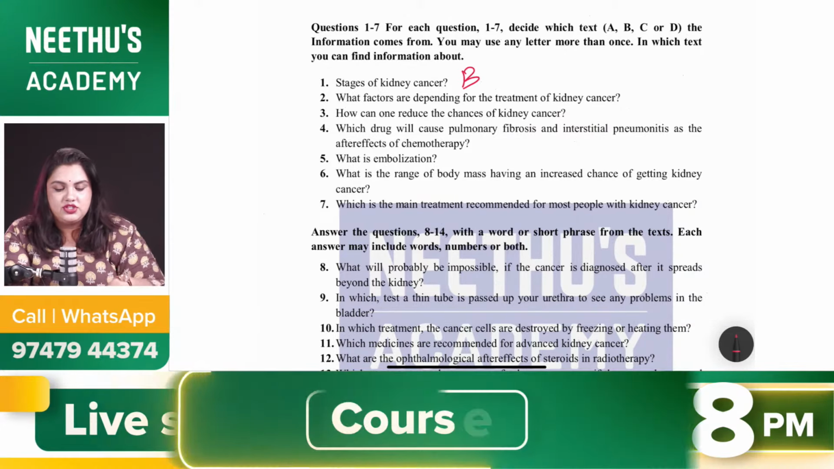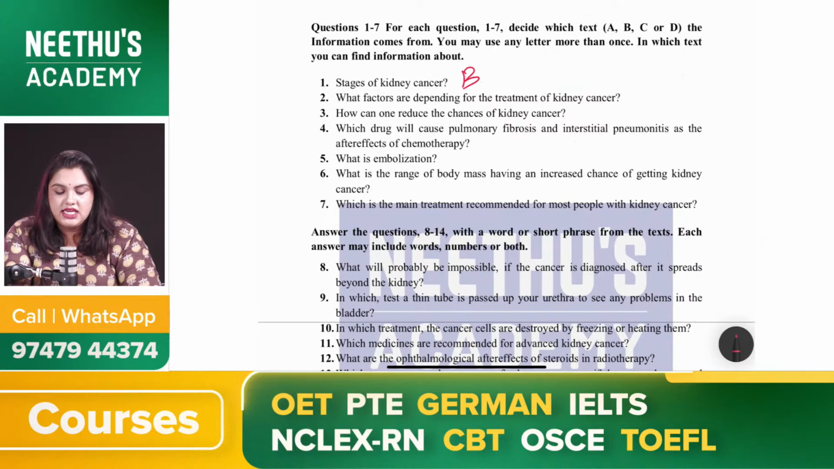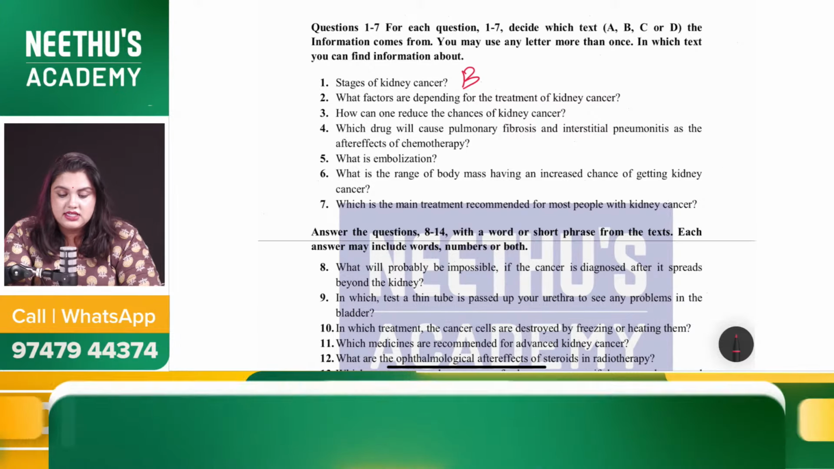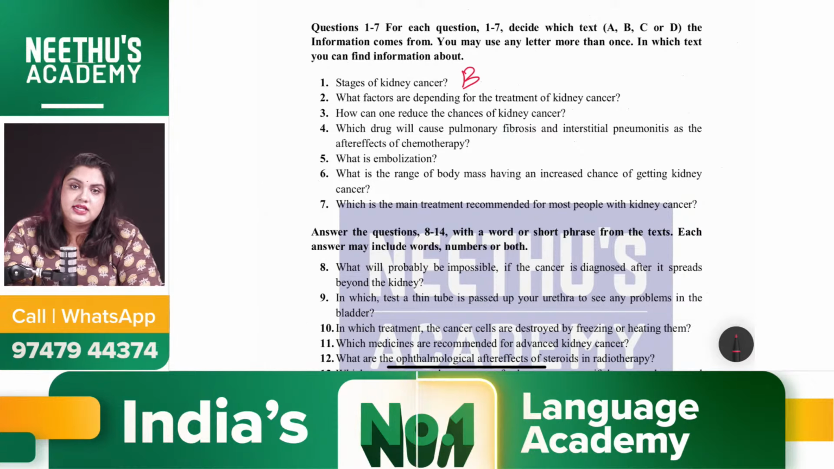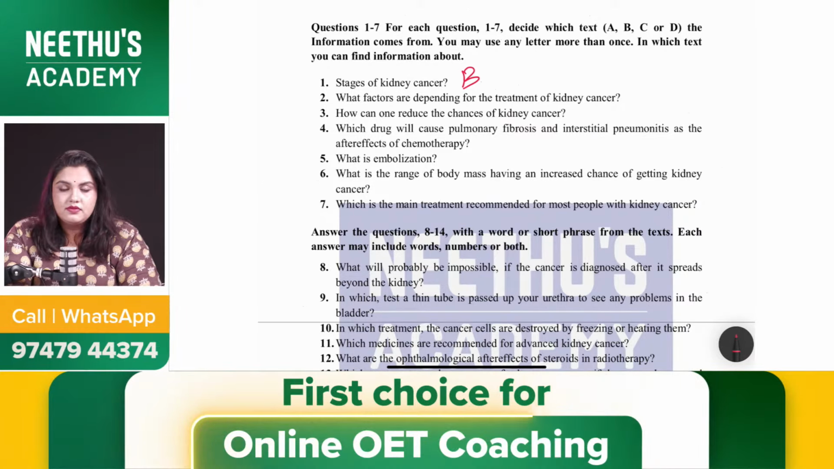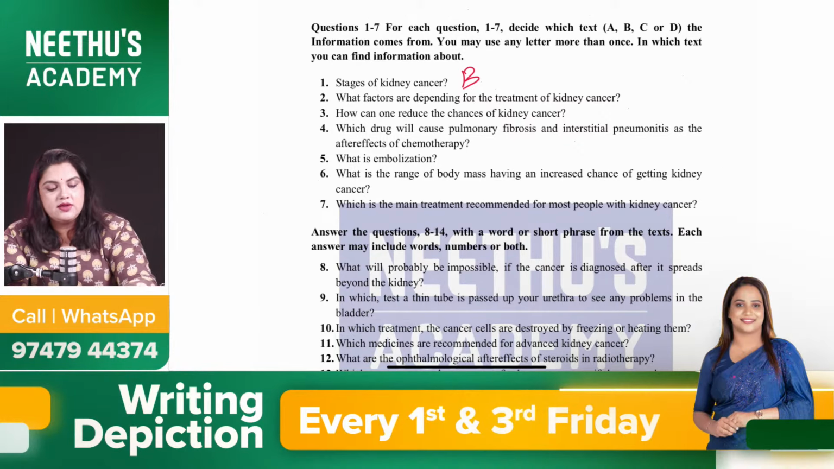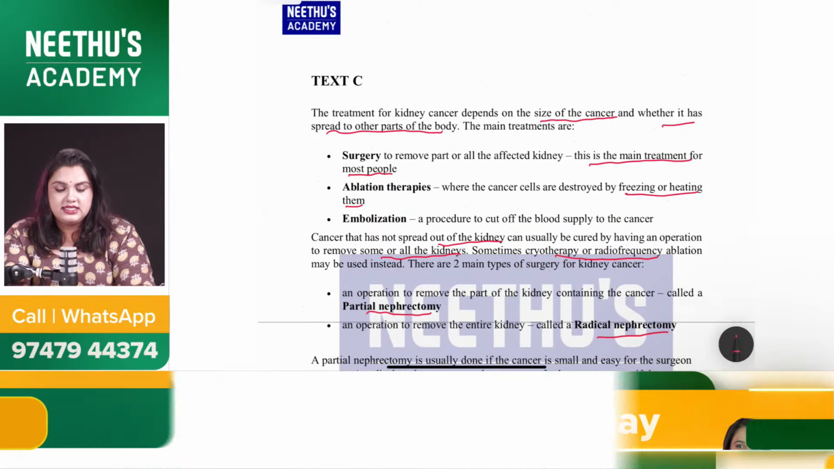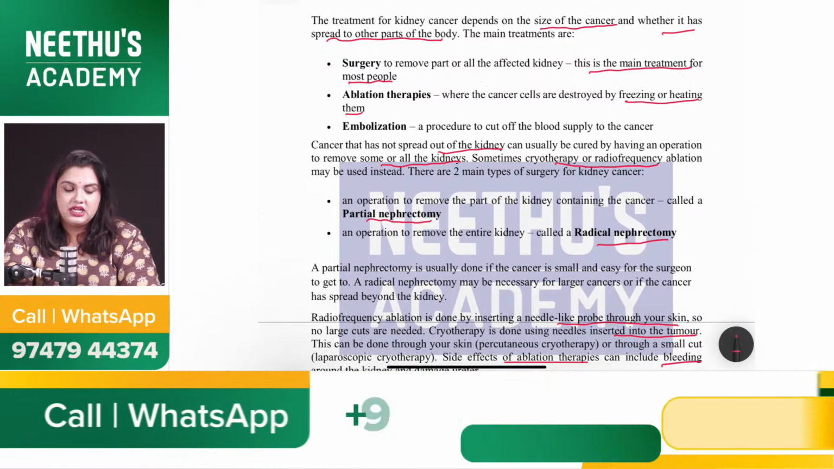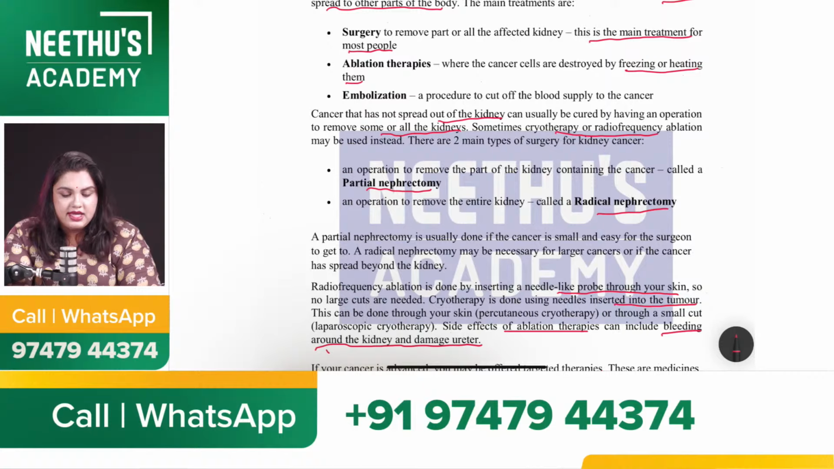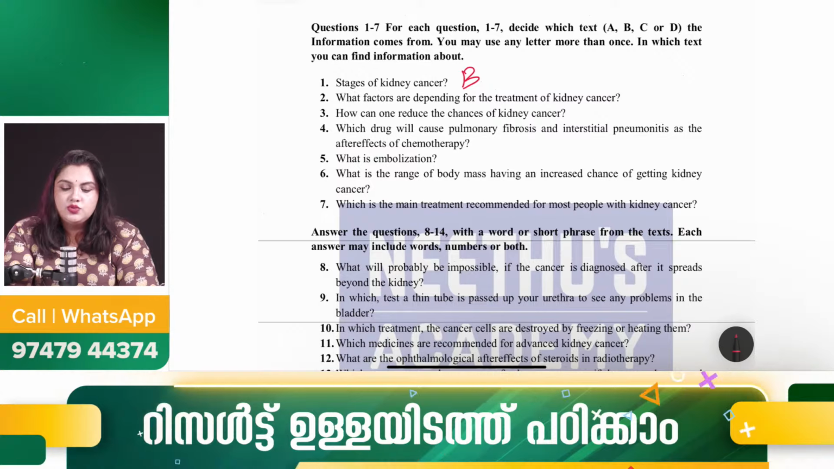Now the second question: what factors does the treatment of kidney cancer depend on? We discussed the treatments in text C. In text C we discussed four main treatments: surgery, ablation therapy, targeted medicine, and embolization. So the answer to question number 2 is C.